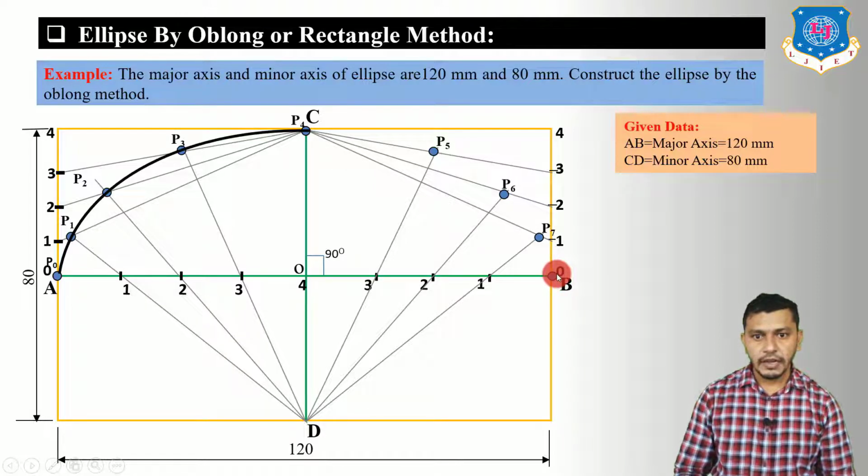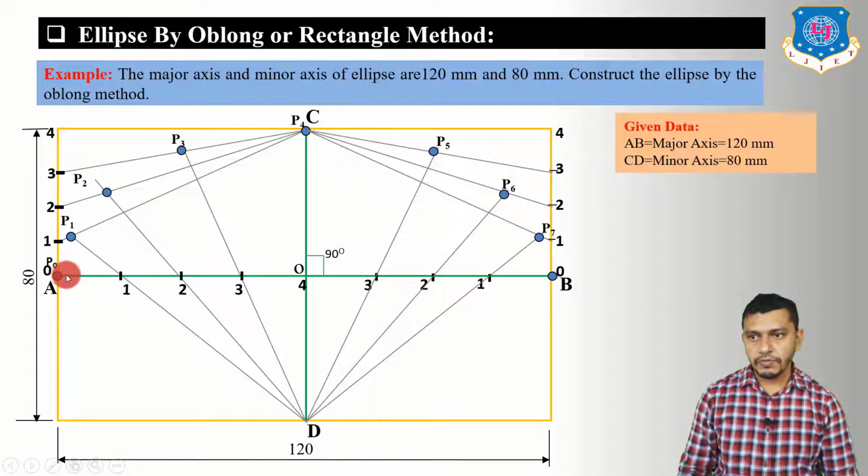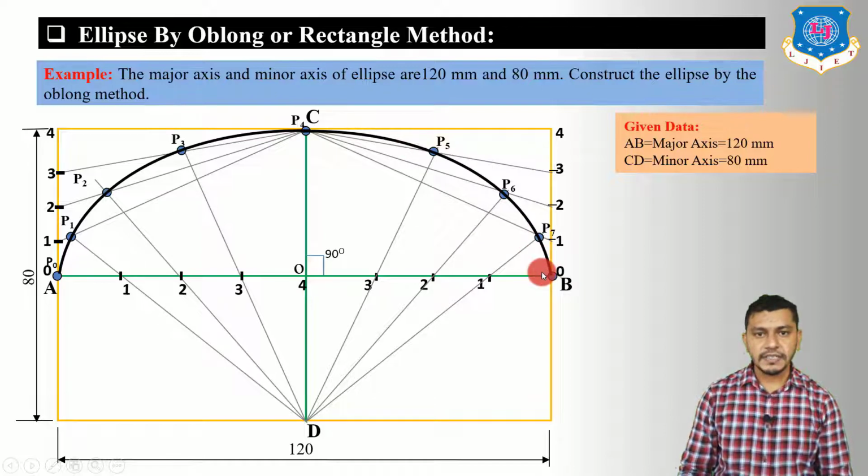This is P6, P7. And then after that, we have to draw the freehand curve passing through these points P0, P1, P2, P3, P4, P5, P6, P7 and P8. So draw the freehand curve passing through these points. We will get the ellipse. Now our ellipse is half done.